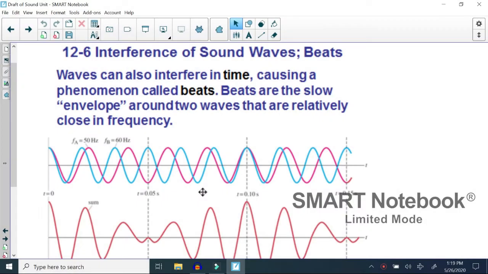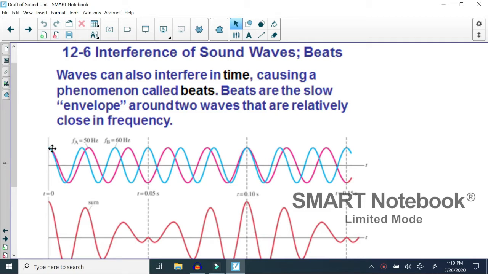So I want to talk about what makes it come about, how does it work, and kind of demonstrate why it happens. Okay, so this is an example of what we're talking about here, guys. If we have two waves that are close to the same frequency, we can take a look at this graph here of the blue and the purplish wave. So one is a 50 hertz wave and the other one is a 60 hertz wave.